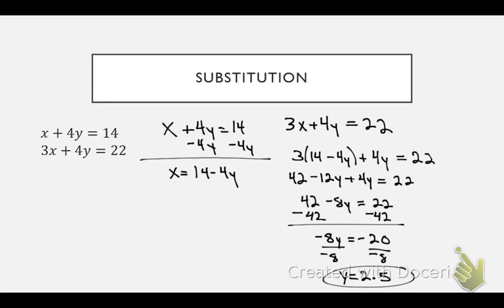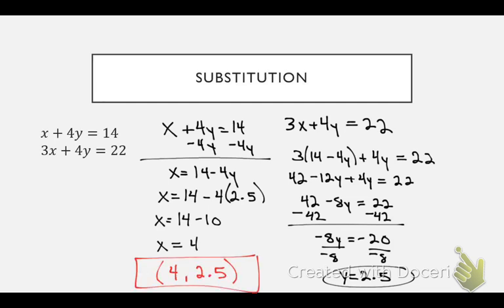Solve for x. So x equals 14 minus 4 times 2.5, which is 4. 4 and 2.5. Okay, and that's substitution.